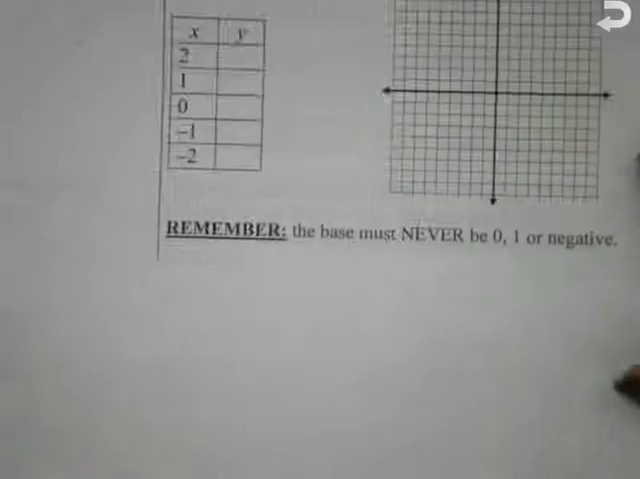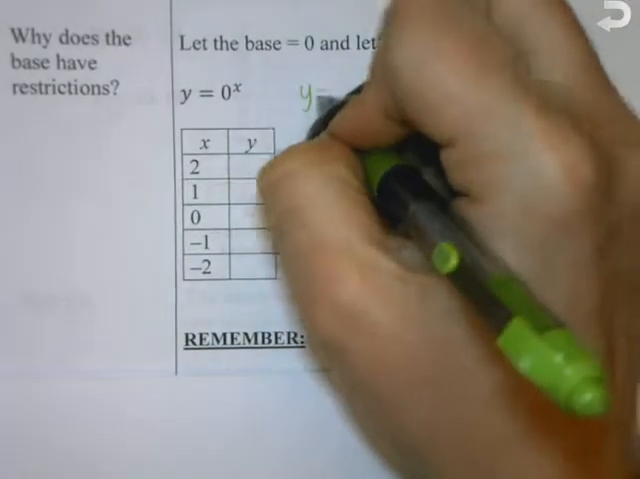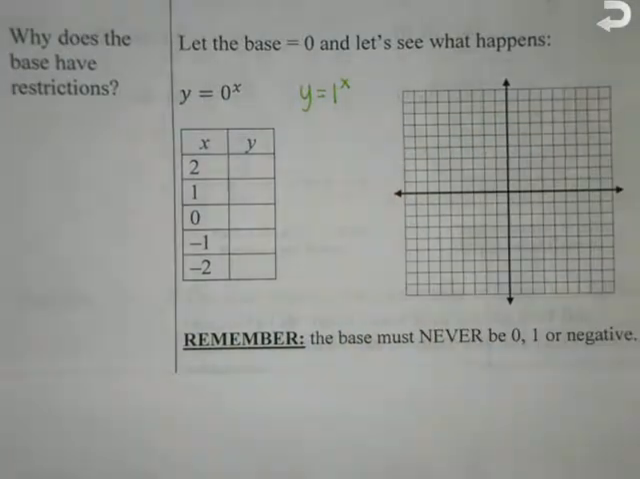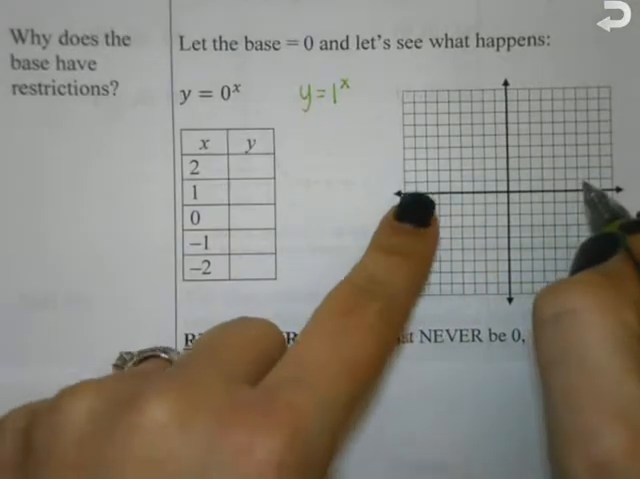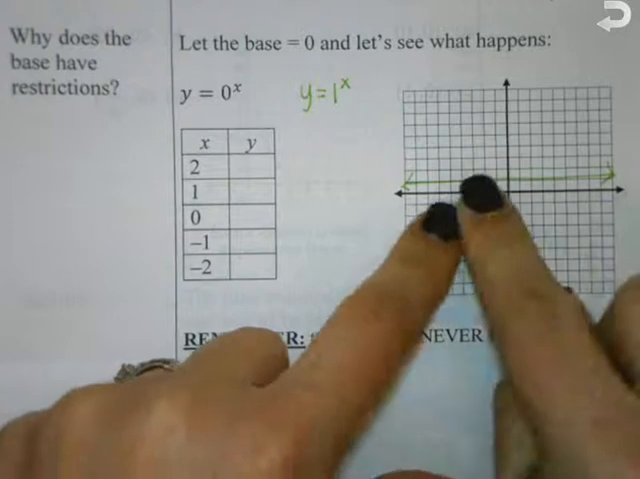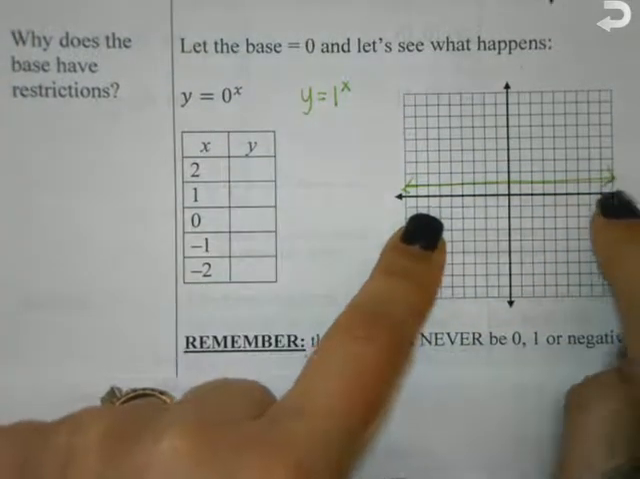That I was just about to get to. Why does the base have restrictions? Ryan wanted to know why the base cannot equal 1. So if the base was equal to 1, that would be y equals 1 to the power of x, but 1 to any power is always going to be what? 1, right? Because you're just multiplying 1 by itself. So that's going to be y equals 1. So you would just get a constant line if your base is equal to 1, which is definitely not an exponential function.